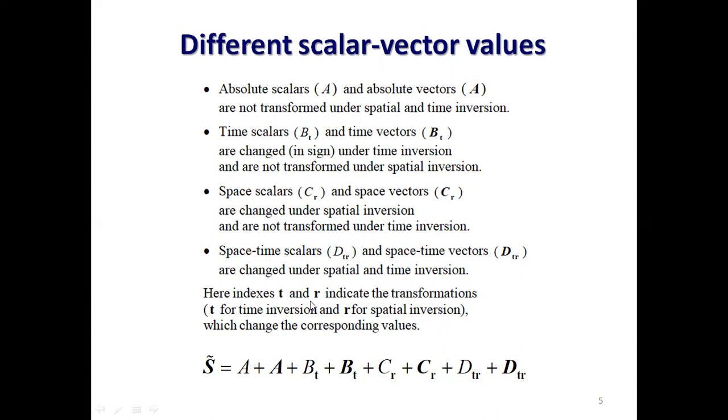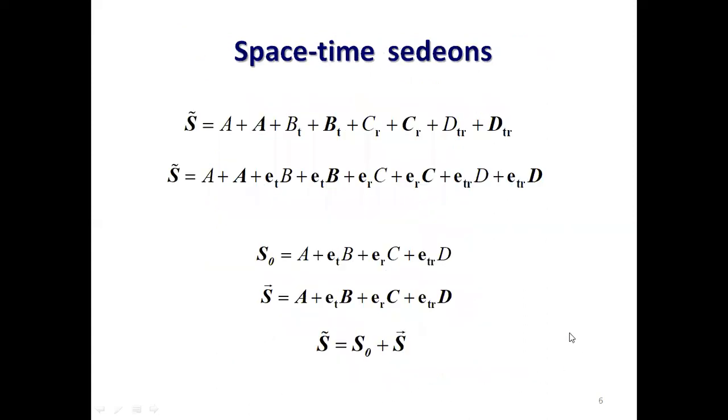Here indexes T and R indicate the transformation which changes the corresponding values, T for time inversion and R for spatial inversion. All these values can be integrated in one space-time object, the so-called space-time Cdon. A space-time Cdon consists of four scalars, A, B, C, and D, and four vectors, A, B, C, and D. Space-time Cdons can be represented in the E basis in the following way.